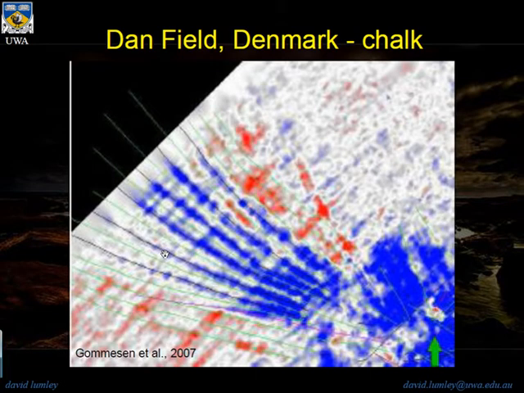Here's an example. I had nothing to do with this particular example, all the other ones I've worked on. But I like this one. This is in the Dan field, a chalk reservoir in the North Sea in Denmark. And what you're seeing here is long horizontal water injectors and alternating horizontal producers. And this is a chalk reservoir which has low permeability, but the model was that it's all connected up with fractures, so you drill all the horizontal wells perpendicular to the fractures, connect it all up, you're going to get good flow.